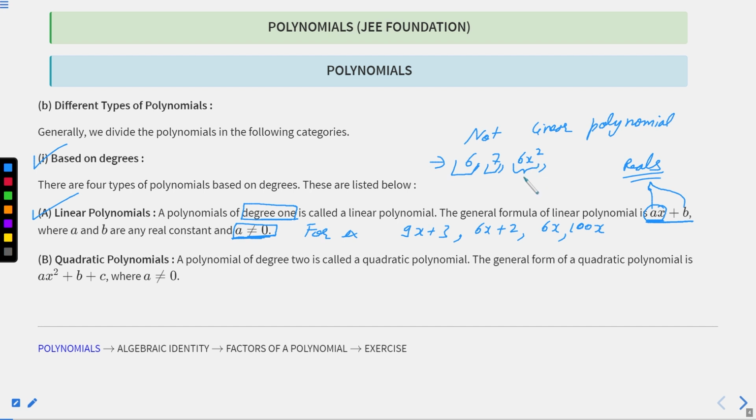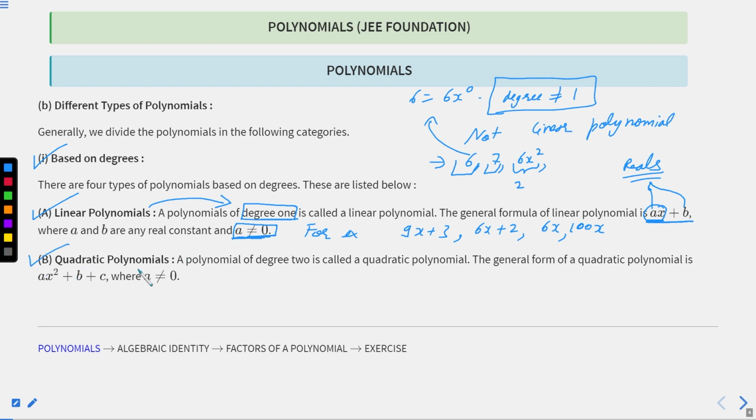If you see here, what is the degree? The highest power of x, which is 2. So the degree for this is 2. But in a linear polynomial, the degree must equal 1. For the constant, I can rewrite it with x power 0, so the degree is not equal to 1. I hope this is now clear. In linear polynomials, the degree must equal 1.